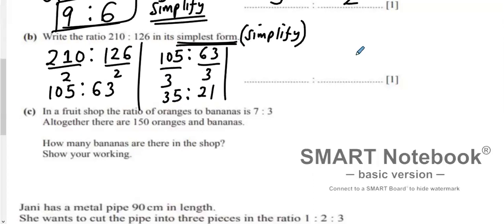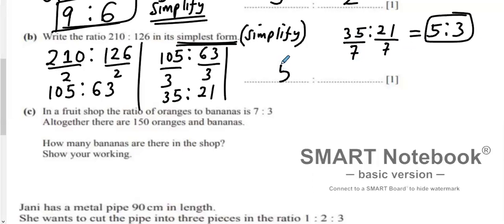Then you continue the process. You have 35 ratio 21. Continue and check which number divides both numbers. It's not 3, not 4, not 5. That number is 7. So divide by 7 throughout. 35 divided by 7 gives 5, and 21 divided by 7 gives 3. So I should stop here, at 5 ratio 3. The reason is that I don't have any number that divides both 5 and 3. So that shows the lowest term.